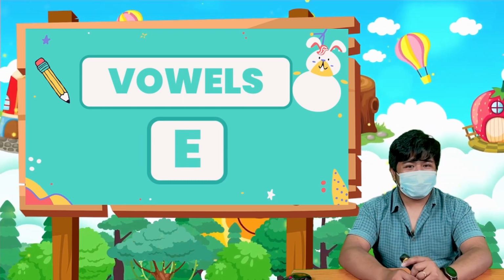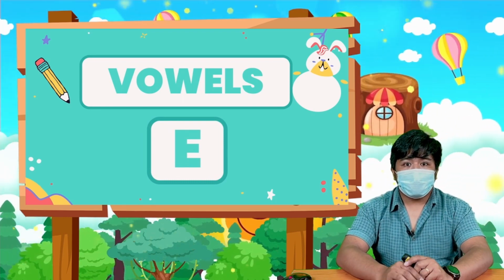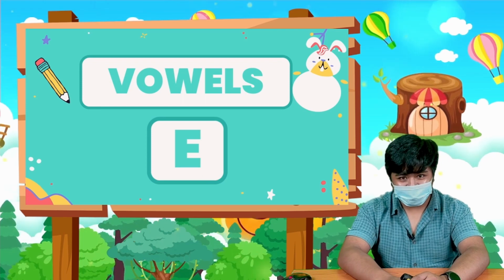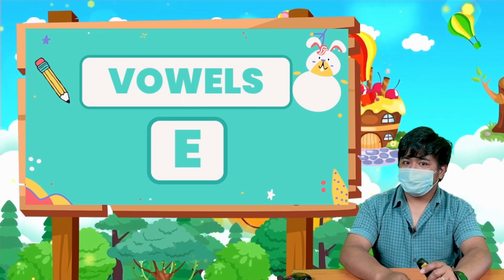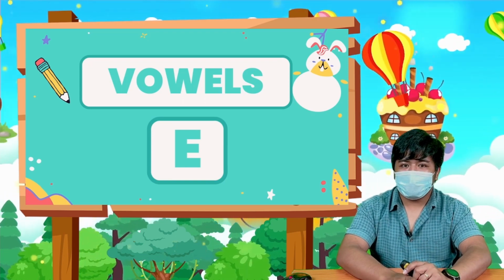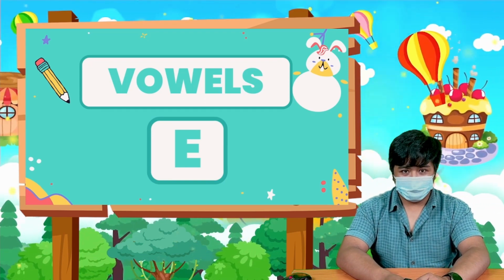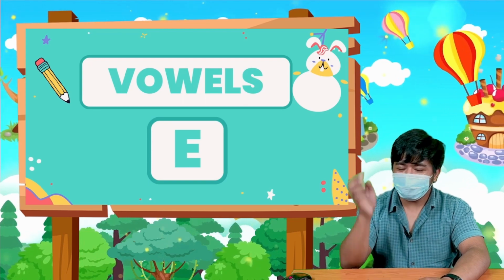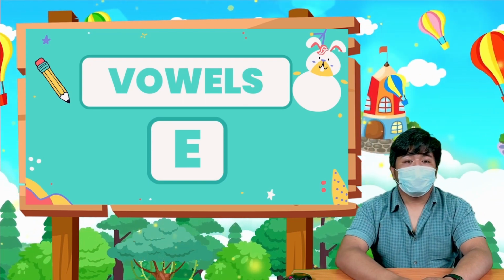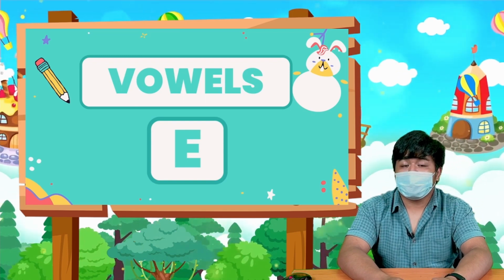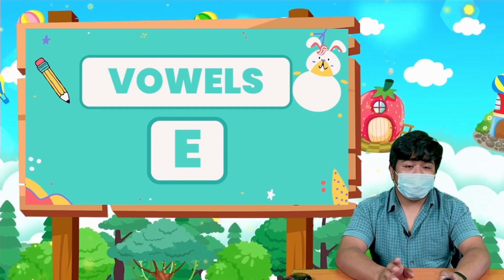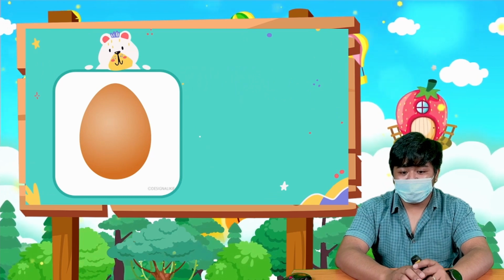Again, E. And what's the E short vowel sound? Very good. One more time. Eh. Eh. And today we are going to learn four words that contain the short E vowel sound. Let's start with letter E as the beginning sound. Look at the picture.